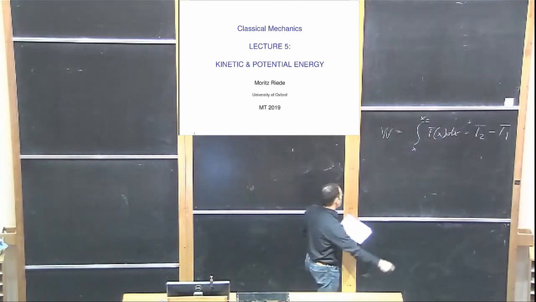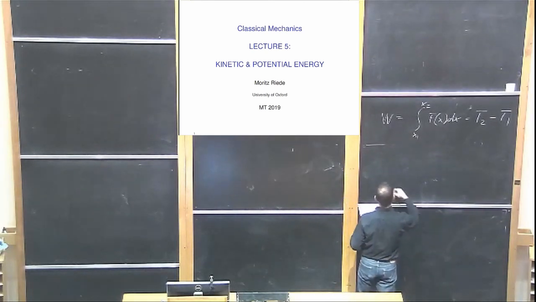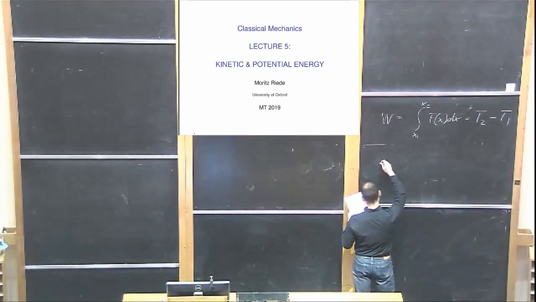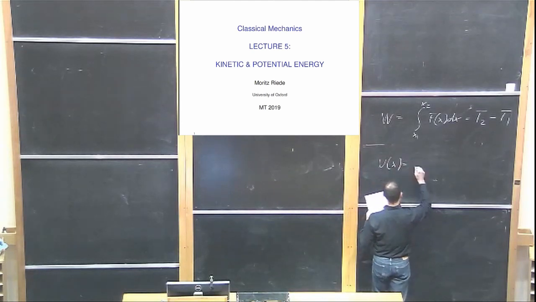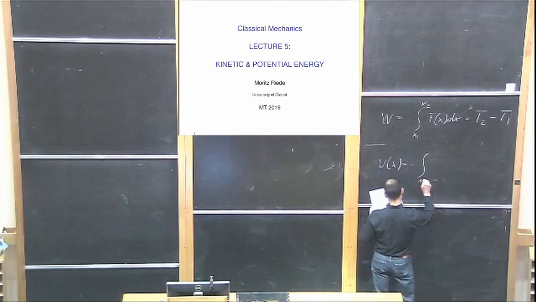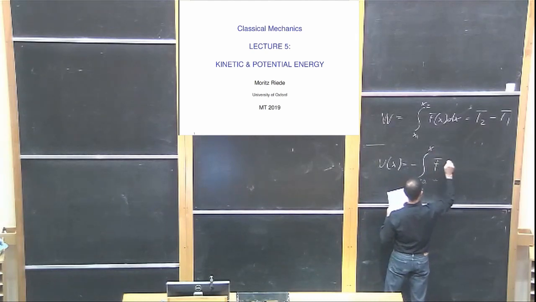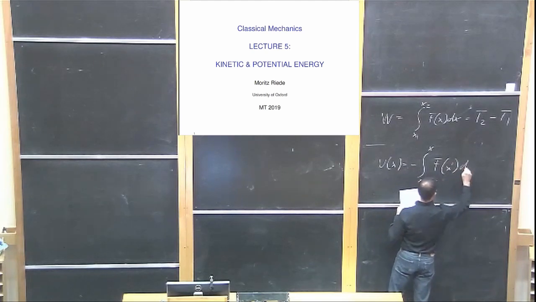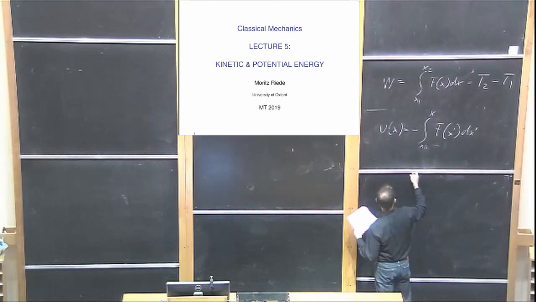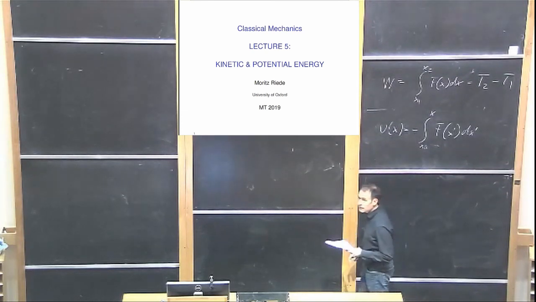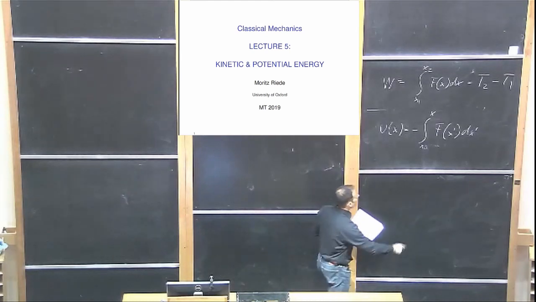And then we defined the potential energy for a conservative force such that U(x) equals minus the integral from x0 to x of F dx. For a conservative force, please note this minus sign. If something goes wrong, it's usually a minus sign or a factor 2.